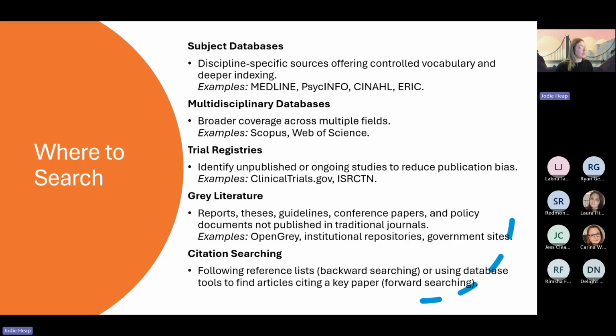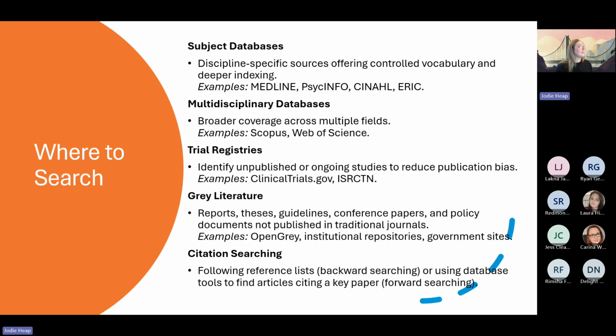Examples of places to search. Of course, you've got your subject databases such as Medline, Scivo, CINAHL, ERIC, etc. You might want to go somewhere a bit more multidisciplinary, maybe scope out the conversation on Scopus, or we have Web of Science here at Keele. There are trial registries, which can be an interesting place to see what's going on. And of course, you've got things like grey literature, reports, theses, guidelines, conference papers, emerging information that hasn't fully come through into white paper status yet.